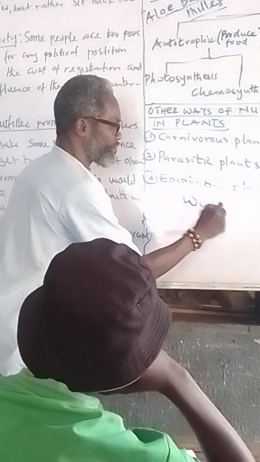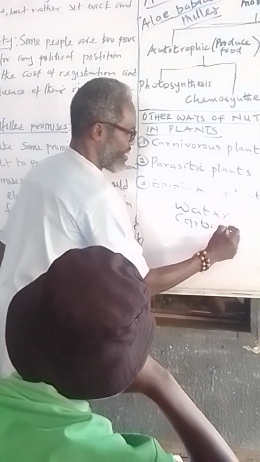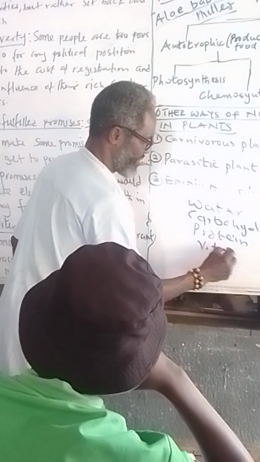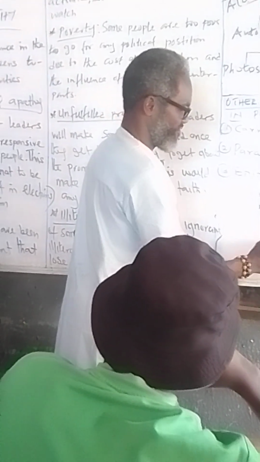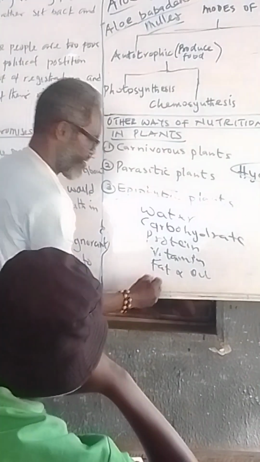Absorption is when the food has been digested. Out of the 6 classes of food: water, fat and oil, carbohydrates, protein, vitamins, mineral salts. What else? Mineral salts. These are the 6 classes of food.